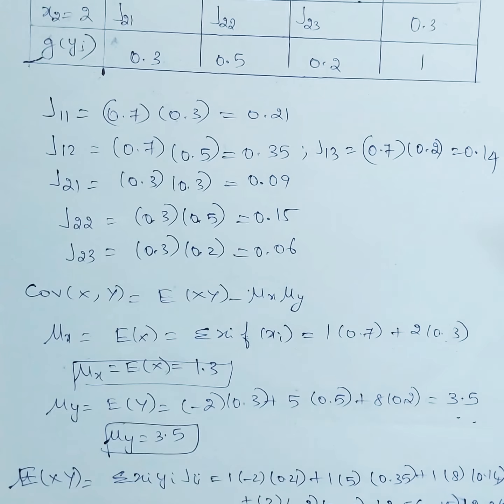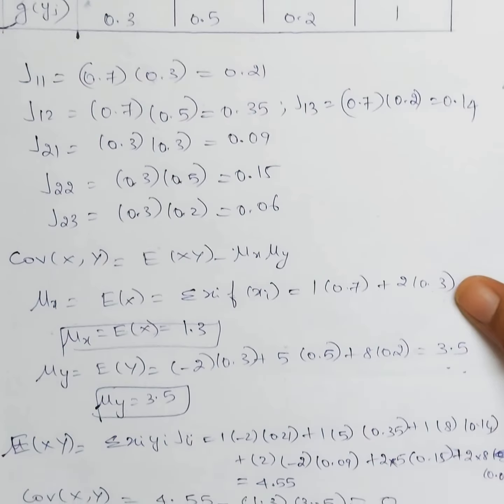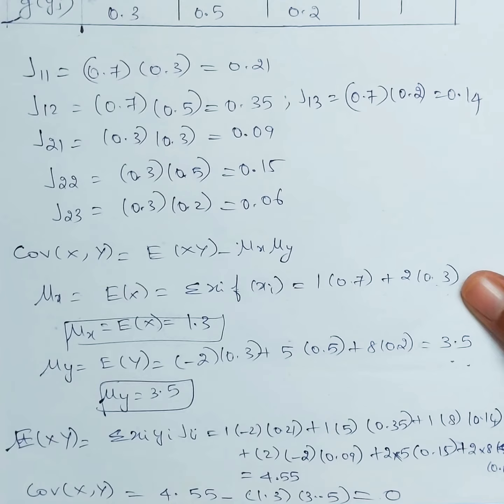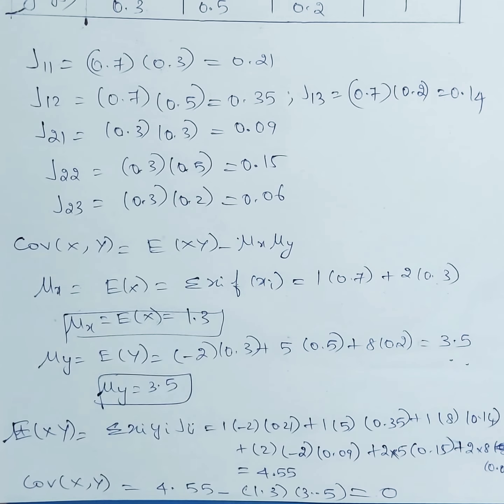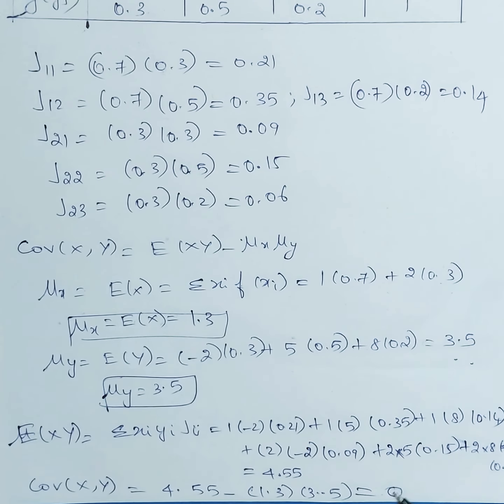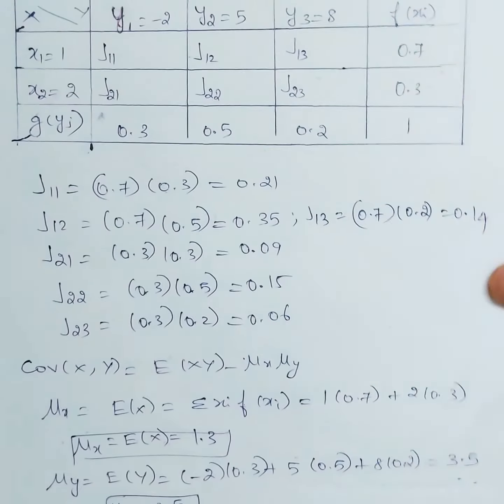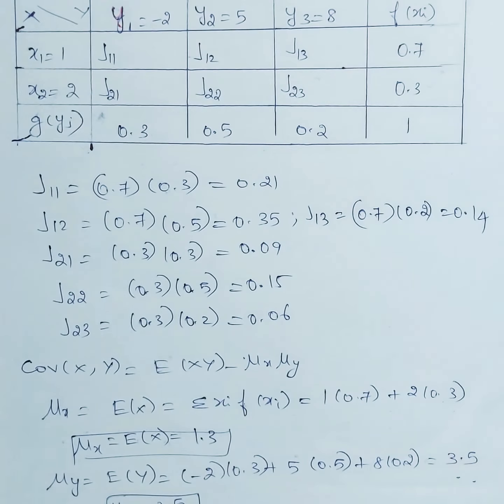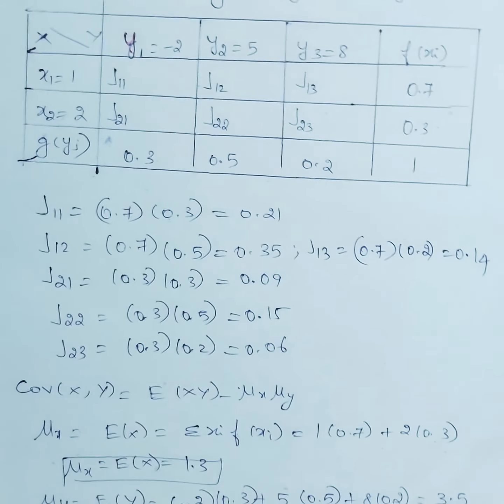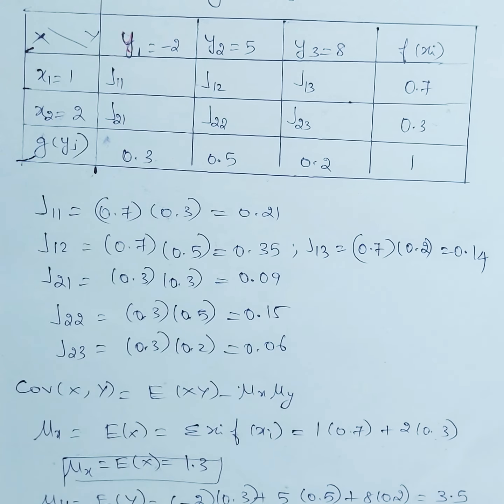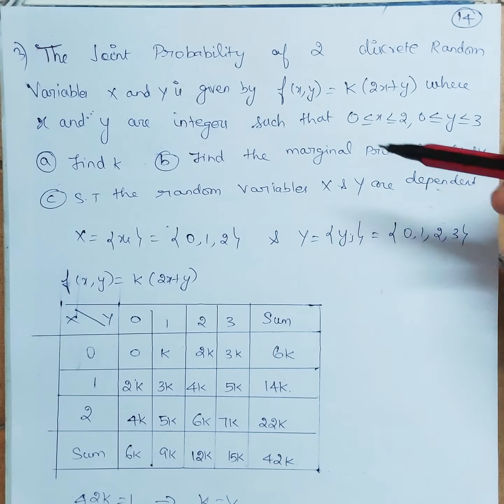After simplifying, what is the formula for covariance? Covariance of x comma y is expectation of xy minus expectation of x into expectation of y. So 4.55 minus 1.3 into 3.5. If you simplify this, the answer is 0. This covariance part is similar; only this is new. That is, we are using that x and y are independent and forming the joint probability table. This is type 2 problem in joint probability. So we'll see one more question.